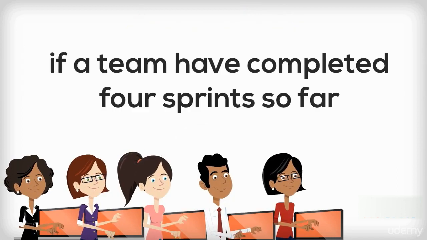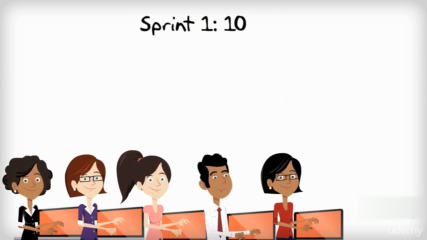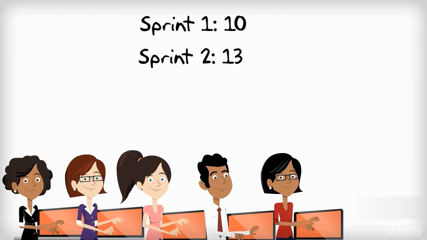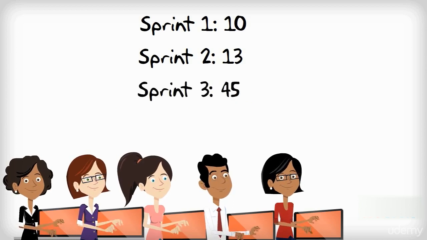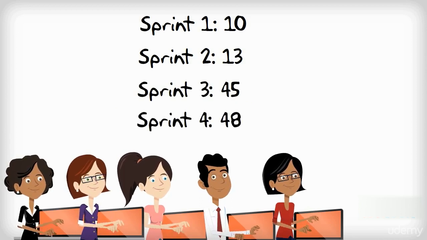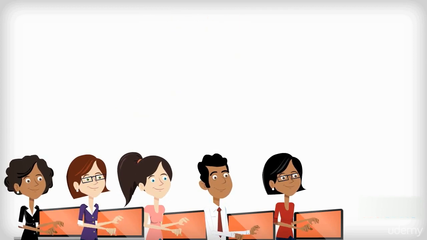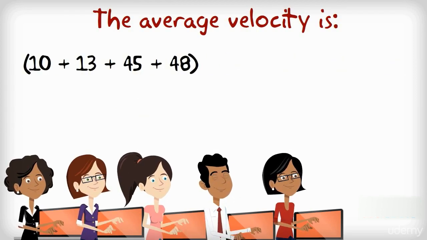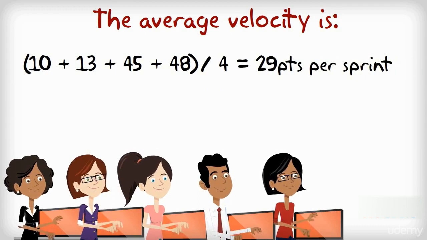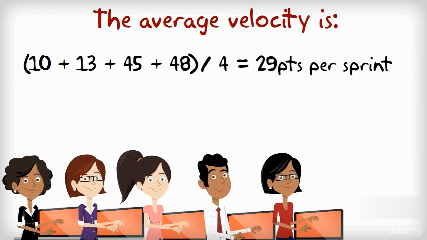For example, if a team have completed 4 sprints so far, and their velocity at the end of each sprint is as follows: Sprint 1, 10, Sprint 2, 13, Sprint 3, 45, Sprint 4, 48. The average velocity is 10 plus 13 plus 45 plus 48 divided by 4, which equals 29 points per sprint.